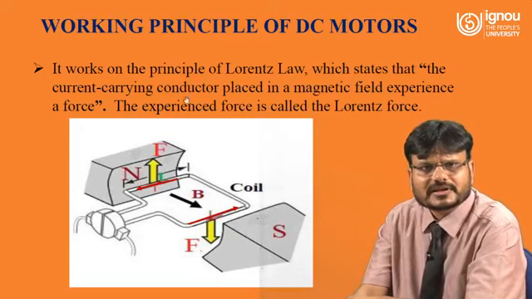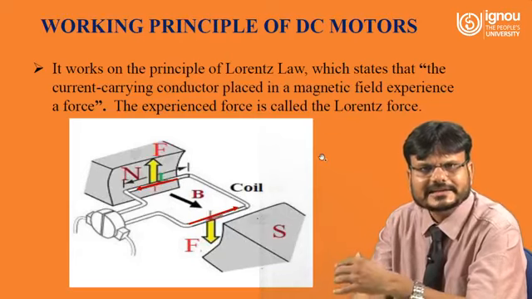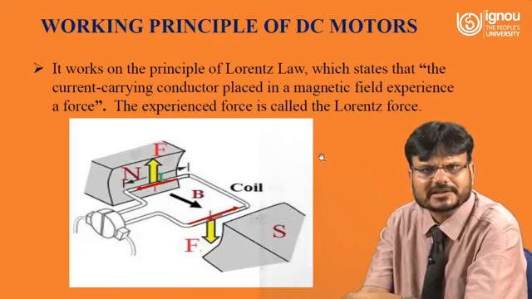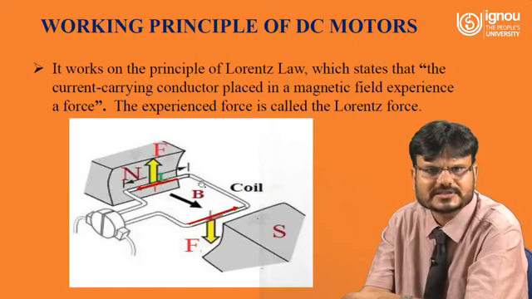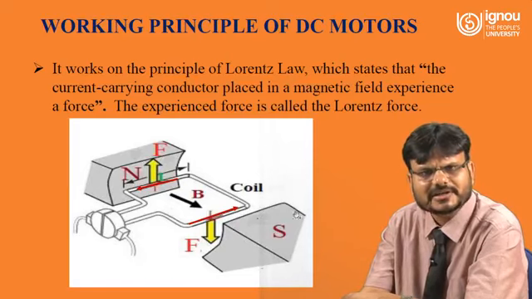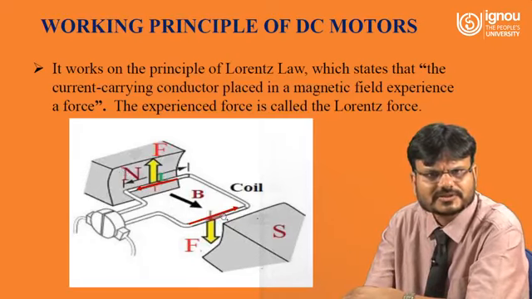DC motors work on the principle of the Lorentz law, which states that a current carrying conductor placed in a magnetic field experiences a force. This force is called the Lorentz force. Here you can see this may be a permanent magnet or an electromagnet, but we are assuming this is an electromagnet. So this is a two pole DC motor.